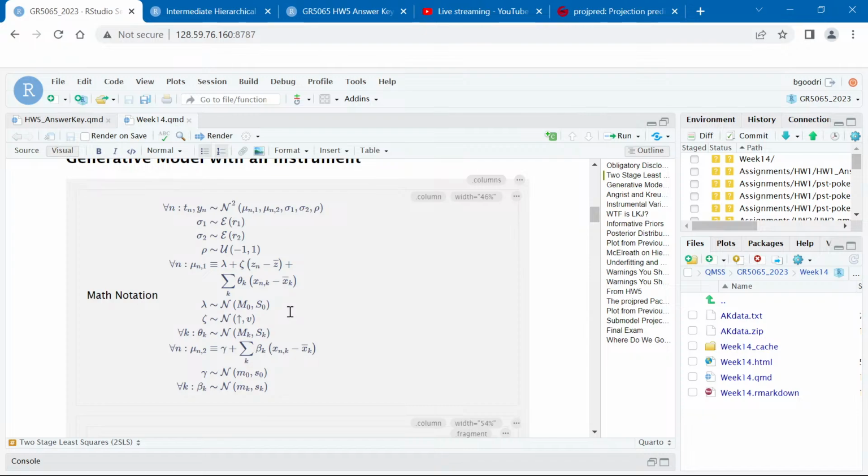And so in math notation, it would look like this: treatment variable and outcome variable distributed bivariate normal. Mean for the treatment is unknown, mean for the outcome variable is unknown, standard deviation for the treatment is unknown, standard deviation for the outcome variable is unknown, and the correlation between the errors when predicting those things is an unknown parameter rho. So we're going to have proper priors on sigma 1, sigma 2, and rho.